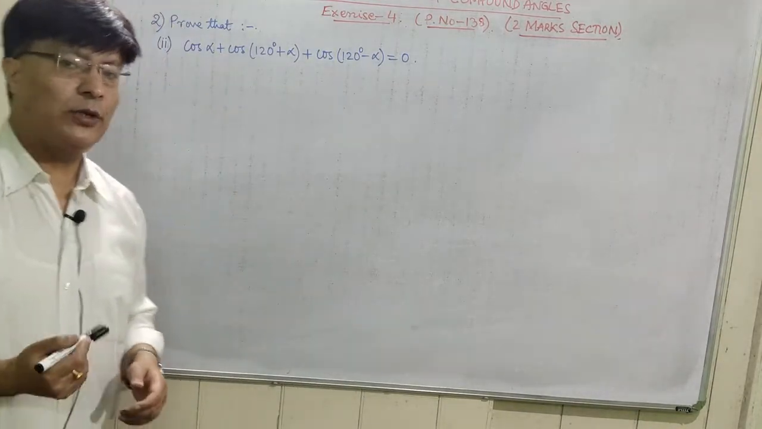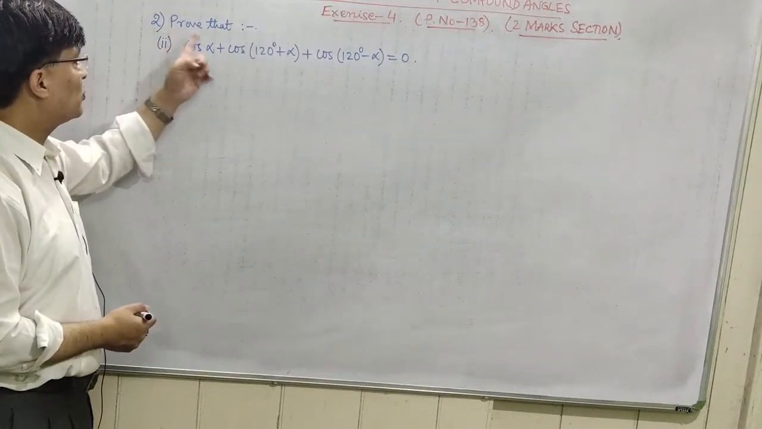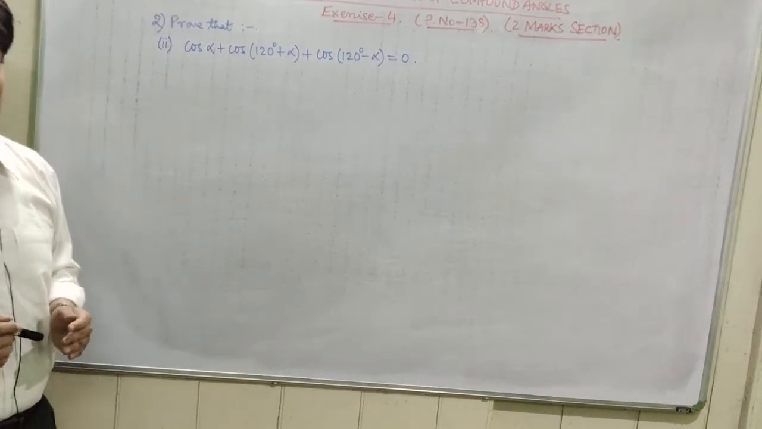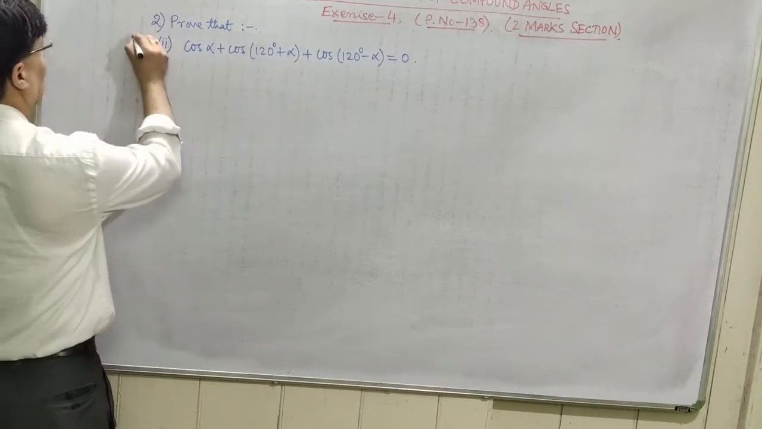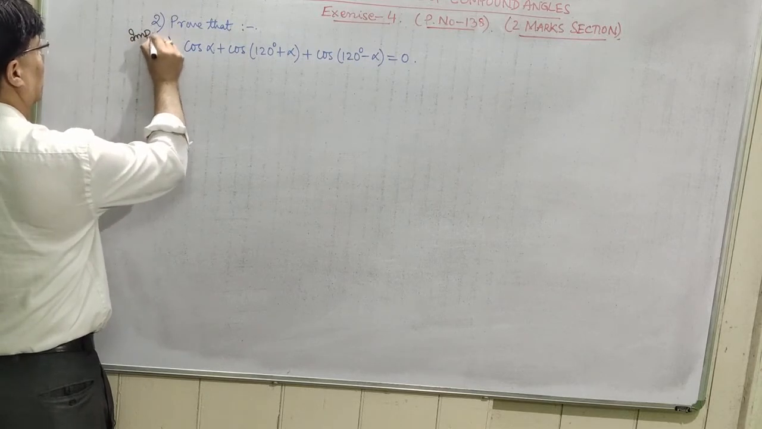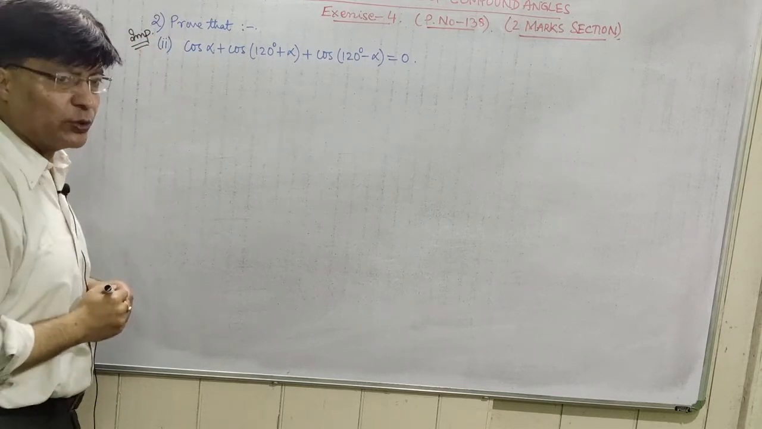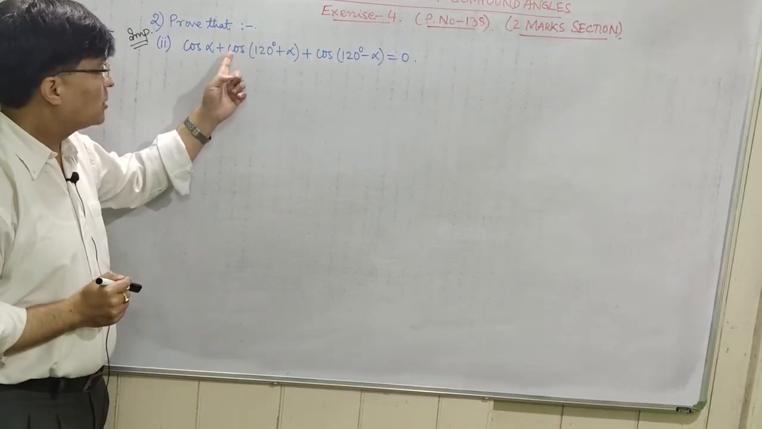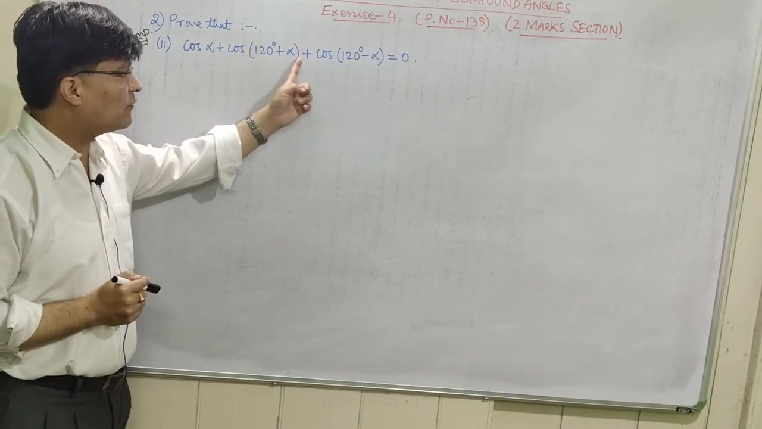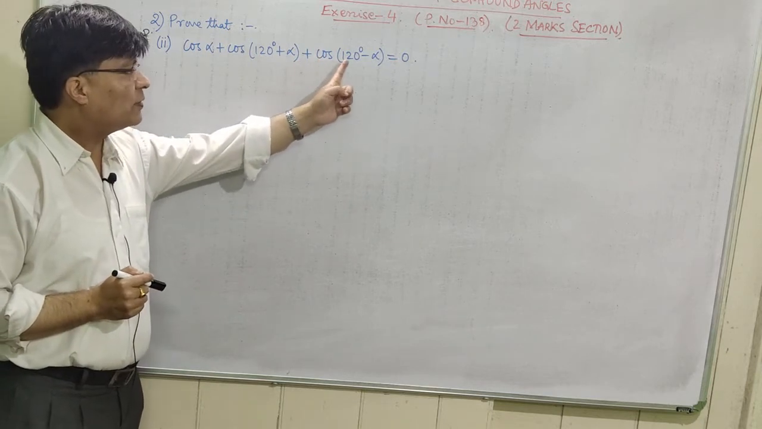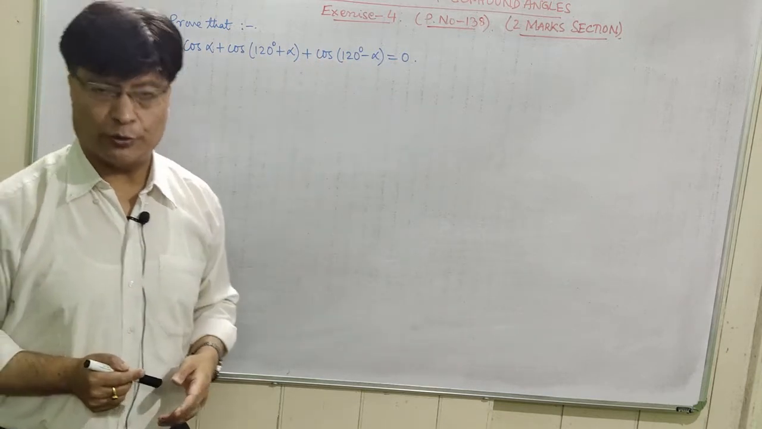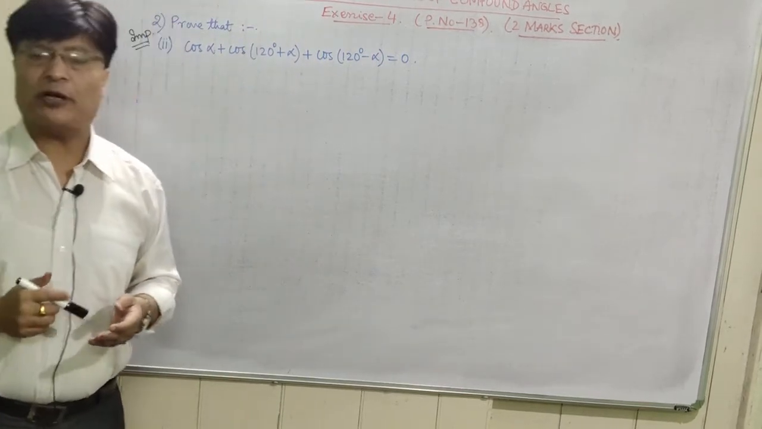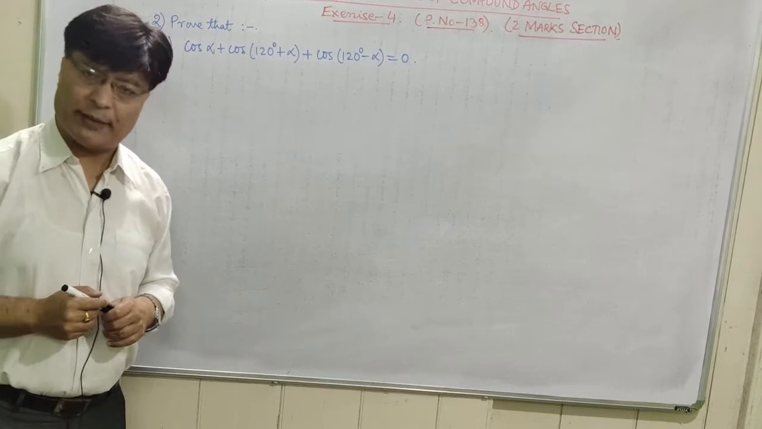So now we'll do the next question, that is number 2. This question number 2 is very, very important, so you can mark it. So number 2 is, you have to prove that cos alpha plus cos of 120 plus alpha plus cos of 120 minus alpha is equal to 0. So for the second and the third term, you can use the formula of cos of a plus b and cos of a minus b.